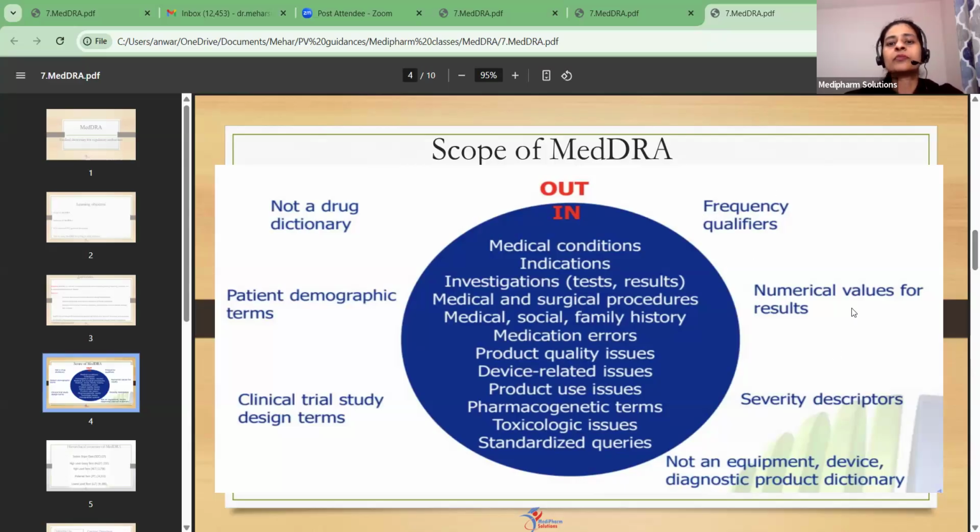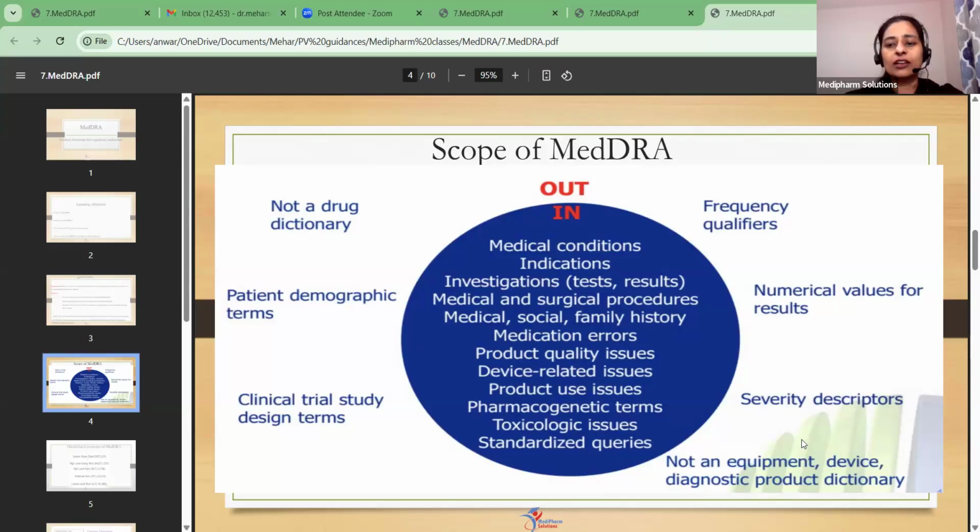Numerical value results, like I have already told, if the patient is reporting that my hemoglobin is 10.0, then we code only the name of the investigation with MedDRA. That hemoglobin would be coded with the MedDRA dictionary, but not the numerical value. The value which is provided to you, 10.0, would be just entered, and there is no need to code any of the numerical values, which cannot be done with a MedDRA dictionary. And the severity description, like severe: if the patient is telling, I have severe headache, I have mild headache, I have moderate headache, we are not going to code the severity term. We are just going to code the terminology of only the headache.